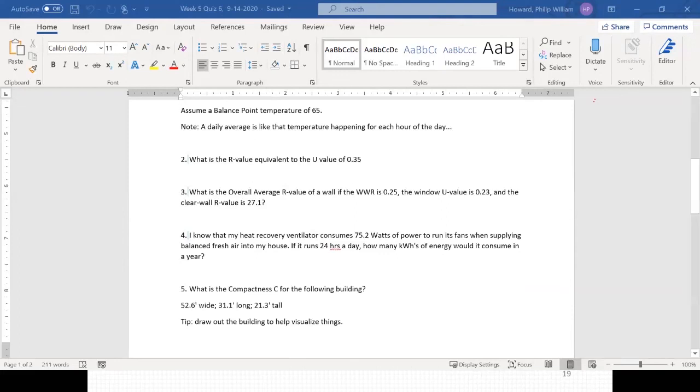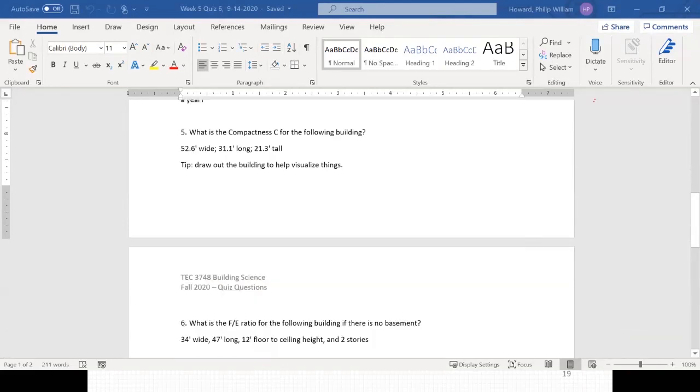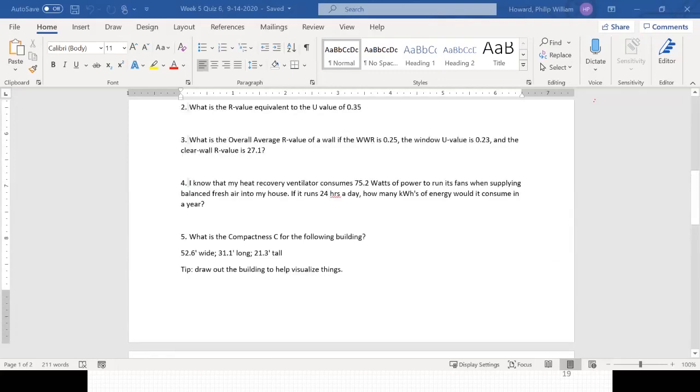Number 4. Who remembers how to do number 4? That's easy. We did that in our math and physics quiz. We've got power, we've got runtime per day, and we want how much energy we use in a year. Somebody else answer that question that hasn't answered today. If I remember it, it's just the 75.2 times 24 times 365 or something like that. There's one more step. We're looking for kilowatt hours. And then you divide it by like 1,000. Yes. Very good.